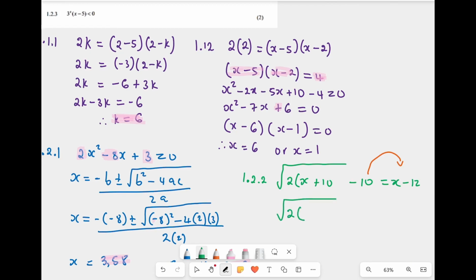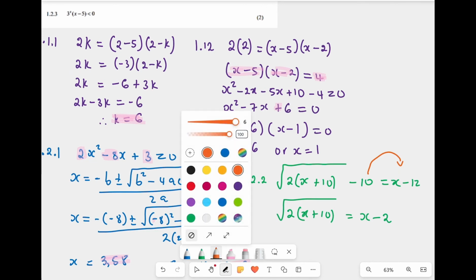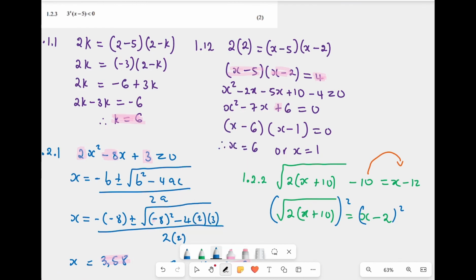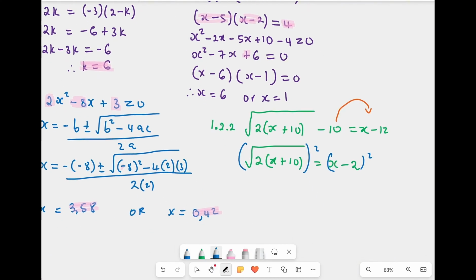So we have 2 into x plus 10 is equal to, now if I transpose 10, this will be x, and then minus 12 plus 10, it will be minus 2. And then now I can square on both sides. So squaring on both sides, all this squared. If I square on both sides, I'm going to have this and that removed. So I will remain with 2.